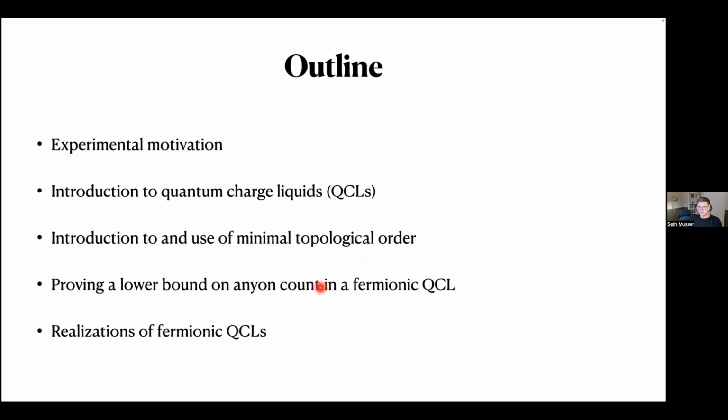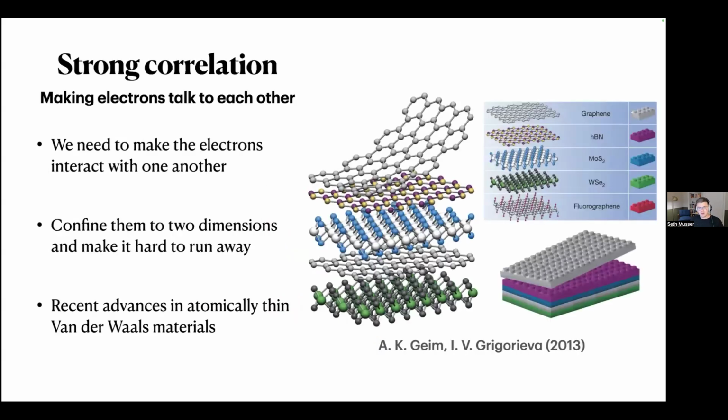quantum charged liquids. So to give you a flavor of this, I'll prove a lower bound on the anyon count in a fermionic quantum charged liquid, or at least sketch a proof. So you kind of know how to apply this. And then finally, I'll discuss where we might realize this. So let me just jump right in then into the experimental setting.